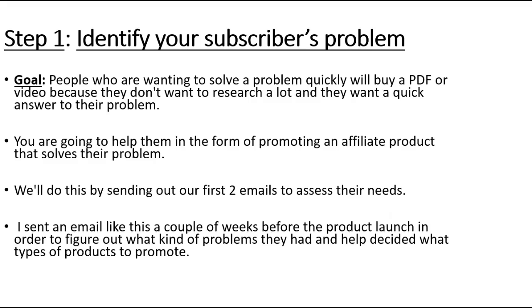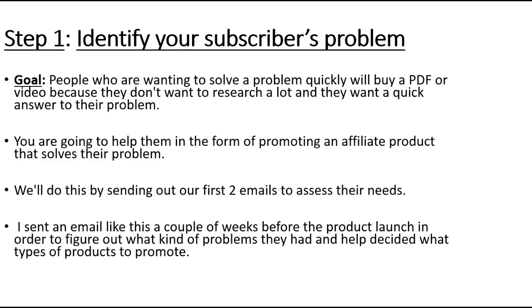And so let's go over the steps on how to actually make this work. Step one is you have to identify your subscriber's problem. So the goal is people are wanting to solve a problem quickly, and they'll buy a PDF or a video training because they don't want to research a lot and they want a quick answer to their problem. It's just really that simple. You're going to help them in the form of promoting an affiliate product that solves their problem. And we'll do this by sending out our first 2 emails to assess their needs.